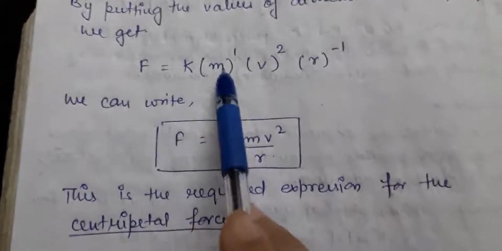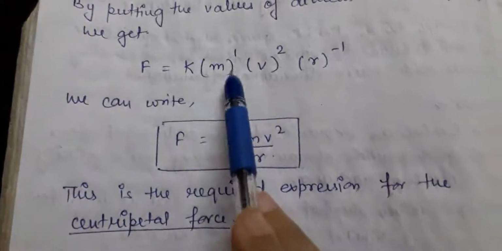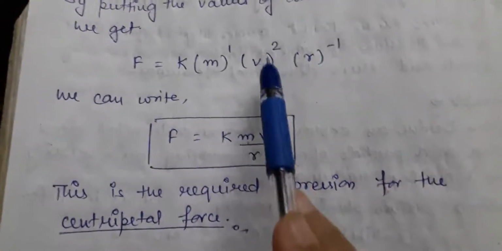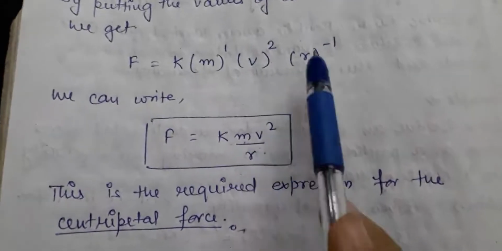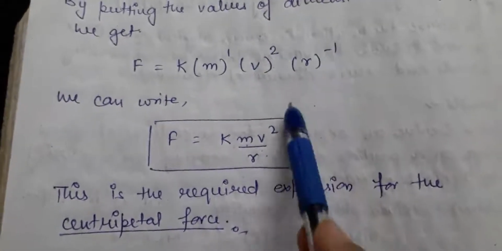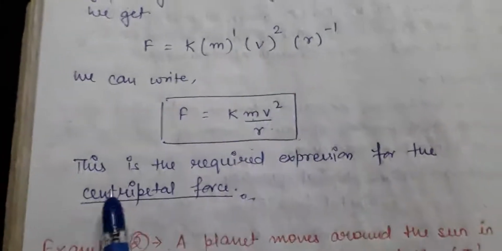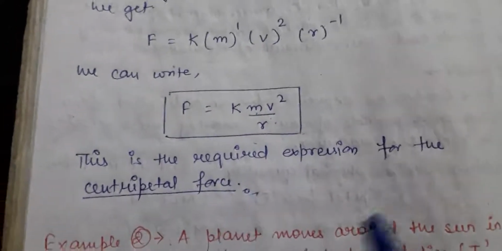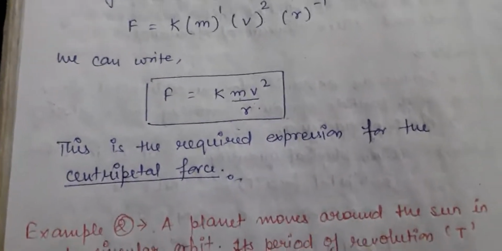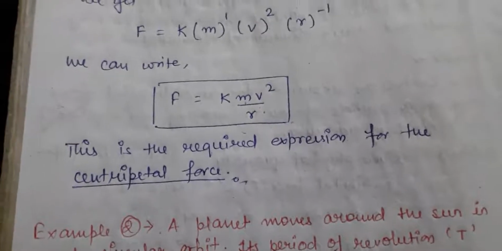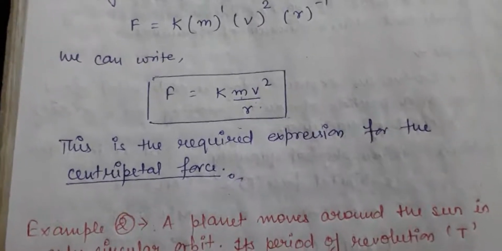So we can write K as it is. Since M's power is 1, we write M. Since V's power is 2, I am writing V square. Since R has the power minus 1, R will go in the denominator. So this is the required expression for the centripetal force. This is the way of deducing the relationship between different physical quantities using dimensional analysis.